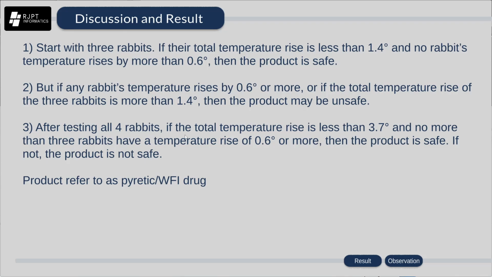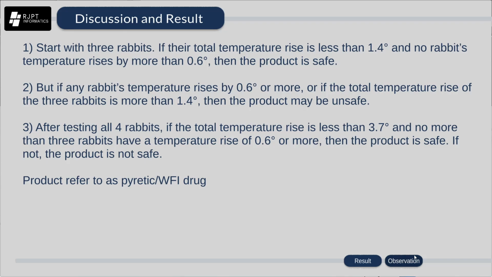So after testing all the four rabbits, if the total temperature rise is less than 3.7 degrees Celsius and no more than three rabbits have a temperature rise of 0.6 degrees Celsius or more, then the product is safe. If not, the product is unsafe. It says the same for all the four rabbits: the total of all the four rabbits' temperature rise should be less than 3.7, and no individual rabbit's temperature should rise by 0.6. If this is the condition, then the product is safe. If not, then the product is unsafe. Then the product refers to the pyrogen or water for injection drug.